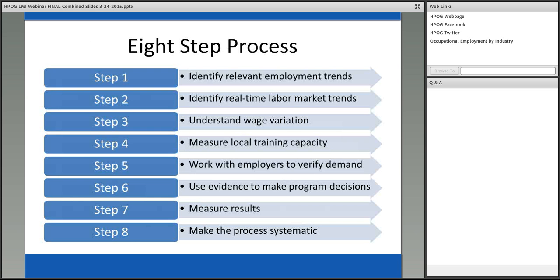To do this, we developed an 8-step process for training programs to look at and gather labor market information and then to make decisions based on it. The first 5 steps involve this form of intelligence gathering, looking at data, talking to employers, and trying to understand the picture of employment for the occupations of interest. And the final 3 steps are about how to use this information to make program decisions and to develop a culture that is data-driven.